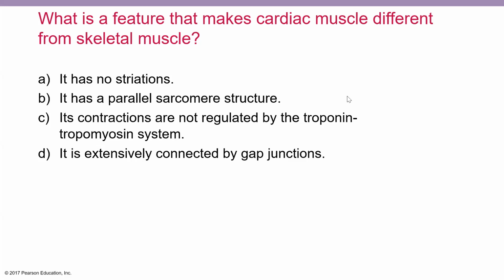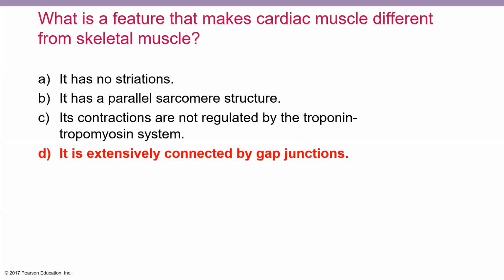Hang on here. Okay. And then D, it is extensively connected by gap junctions. And we know that cardiac muscle is extensively connected by gap junctions. Skeletal muscle, we do not see gap junctions as such, okay? And so the correct answer here was D, which many of you selected. So no gap junctions in skeletal muscle, it's definitely in cardiac muscle.